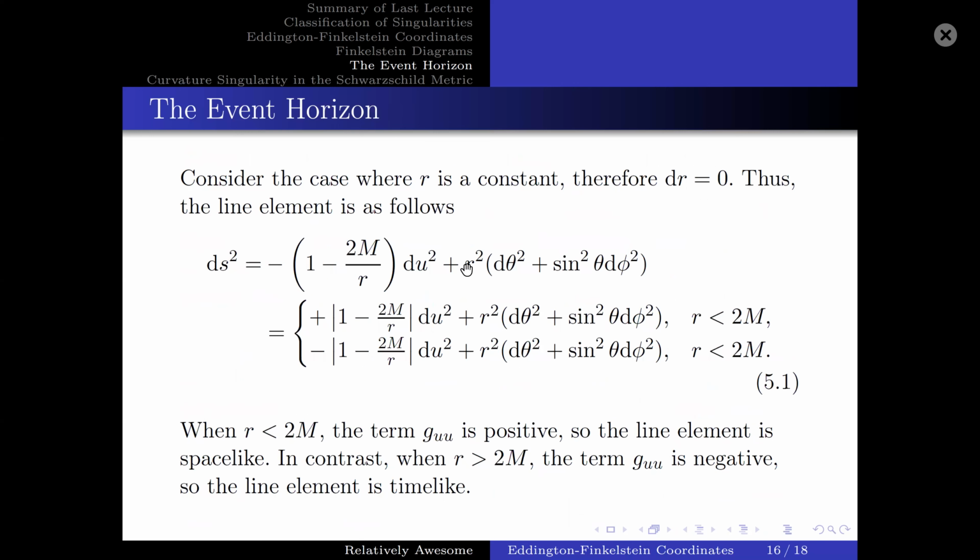Consider a case where r is constant, and therefore dr equals zero. Thus, the line element is as follows. When r is less than 2m, the term g_uu is positive, so the line element is space-like. In contrast, when r is greater than 2m, the term g_uu is negative, so the line element is time-like. This is also evident in the aforementioned Eddington-Finkelstein diagram.